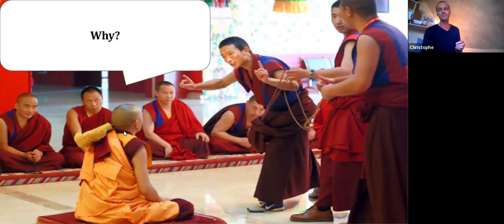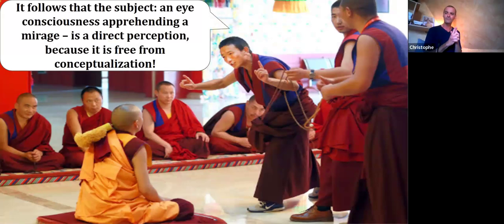Otherwise, we could say the new epistemology, starting with Chapa Chökyi Sangye in Tibet, and the Gelugpa school would follow Chapa Chökyi Sangye, and they would have a new type of epistemology. They would say that the definition of direct perception is a cognition which is free from conceptualization and non-mistaken. So they would add that. It follows that the subject, an I consciousness apprehending a mirage, is a direct perception because it is free from conceptualization. That's the challenger's assertion. So what would we say? The reason is not established, no pervasion, accept.